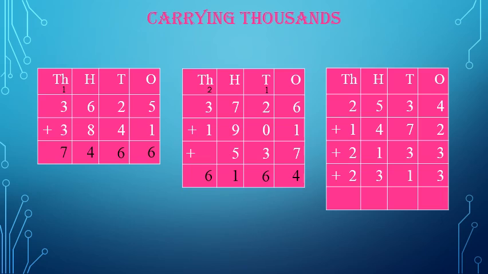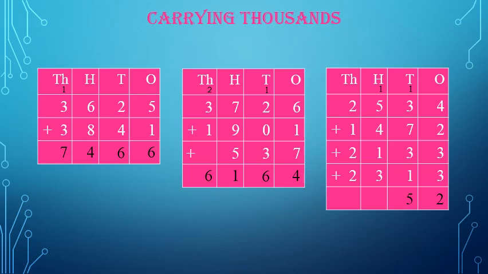So write 2 in ones column and 1 is carried over to the tens column. Now 3 plus 1 is equal to 4. 4 plus 7, 11. 11 plus 3, 14 and 14 plus 1 is equal to 15. So write 5 in tens column and 1 is carried over to the hundreds column.